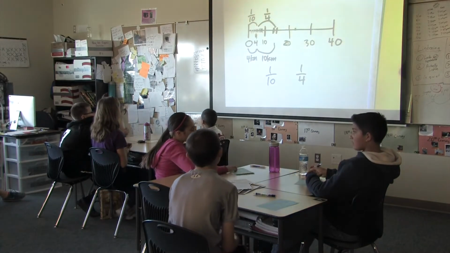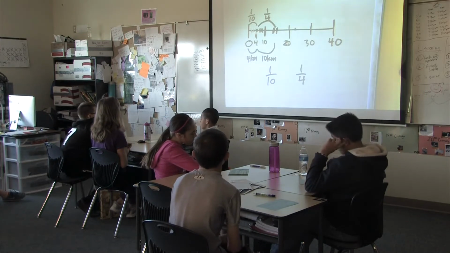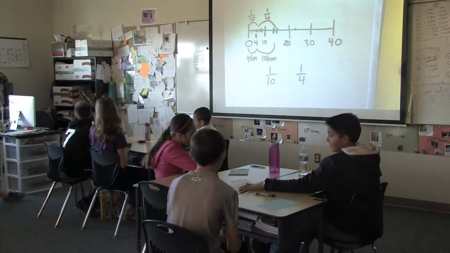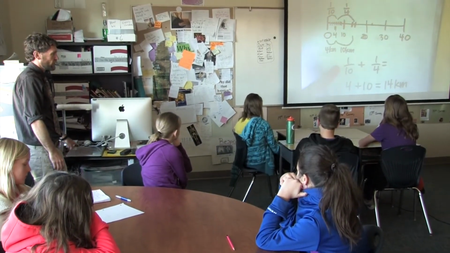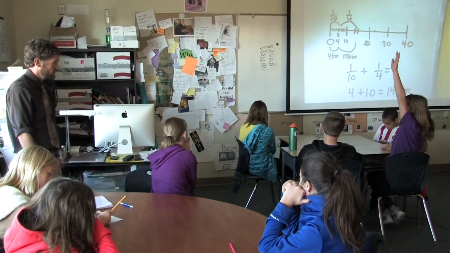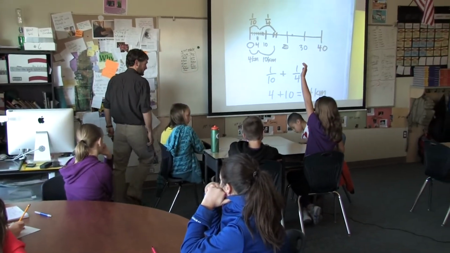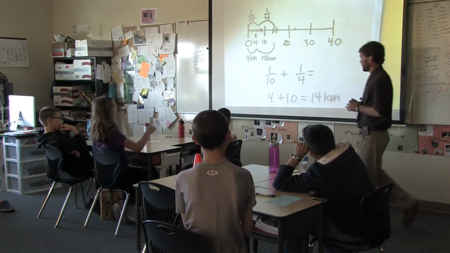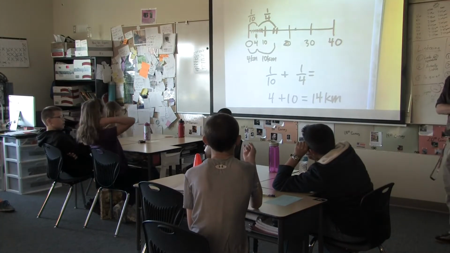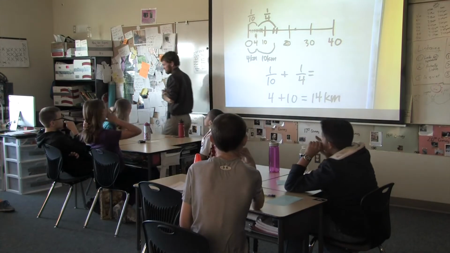So we have 1/10 plus 1/4. And that gets us how many kilometers down the trail? 14. If we're going to write this equation, what do I need on the right side of the equal sign? Caleb already said it, but what are we going to have? What's 1/10 plus 1/4? It's going to be either 14/40ths or 7/20ths.